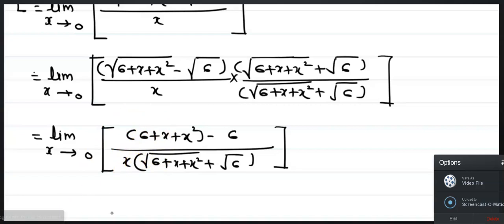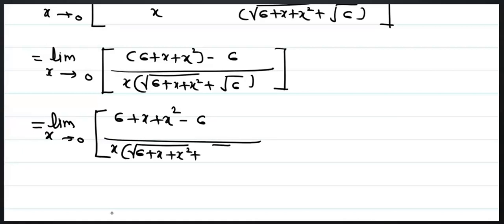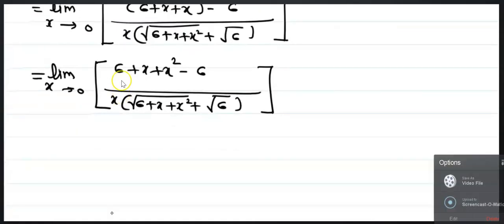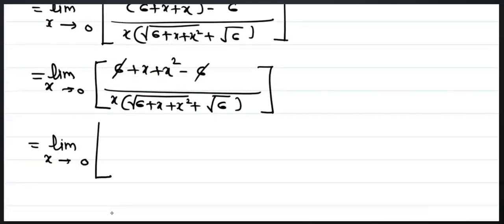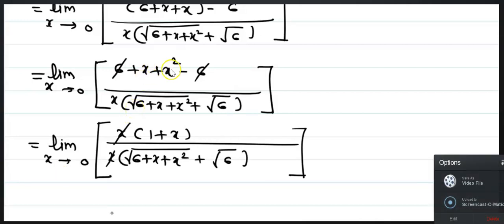Now see this here. Limit x tends to 0. These are the steps. Plus 6 and minus 6 will be cancelled. We will take x as common, and the x in numerator and denominator get cancelled. If you take x as common, then in the bracket you will get x in the numerator, and x and x get cancelled as x tends to 0.